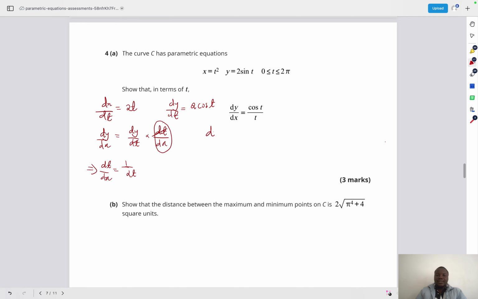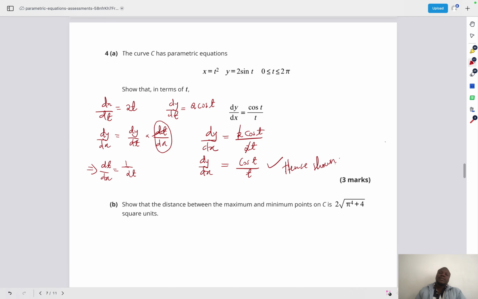So our dy/dx in this case is simply going to be equal to 2 cos t over 2t. Okay, and you can see here that there is a common 2 that can divide to give us cos t over t, and then this gives us our dy/dx, and hence shown, because this is what they asked us to show.